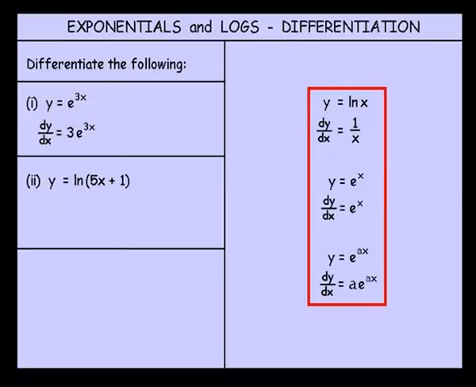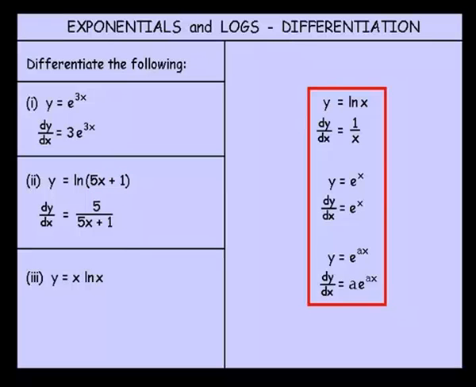Question 2. y equals log of 5x plus 1. Well, because it's a log, the derivative of log x is 1 on x, so the 5x plus 1 is going to be on the bottom. We write dy dx equals 5x plus 1 on the bottom, then we look inside the brackets and think, what's the derivative of that? Well, the derivative of 5x plus 1 is 5, and we put the 5 on the top.